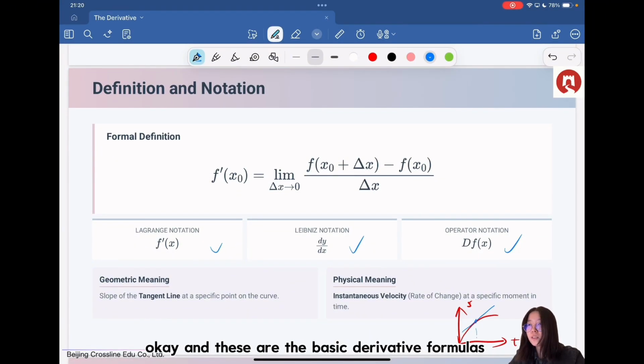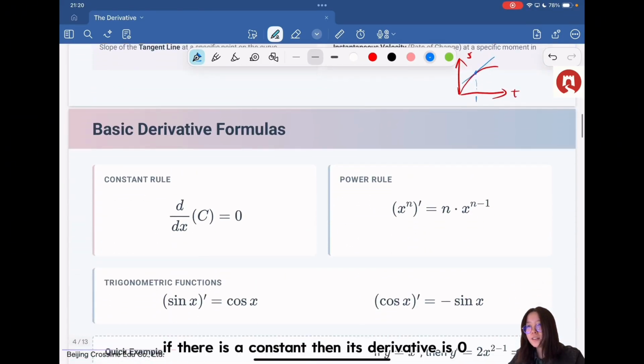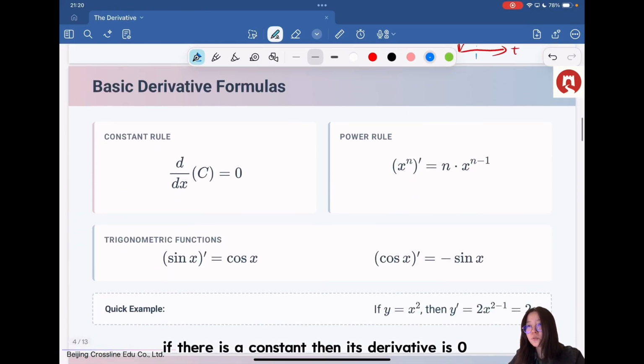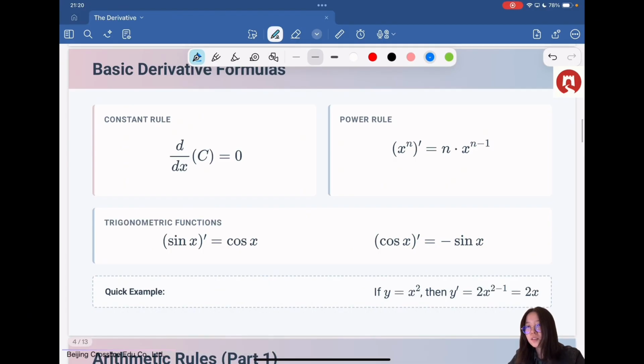And these are the basic derivative formulas. If there is a constant, then its derivative is 0. So it's easier to remember, all the constants' derivative is 0. And if we have a polynomial function, then the power is n. The derivative of this function is n times x to the n minus 1 power. So we just multiply the n here, and then the power becomes n minus 1.